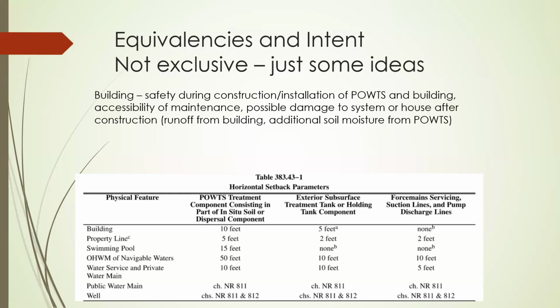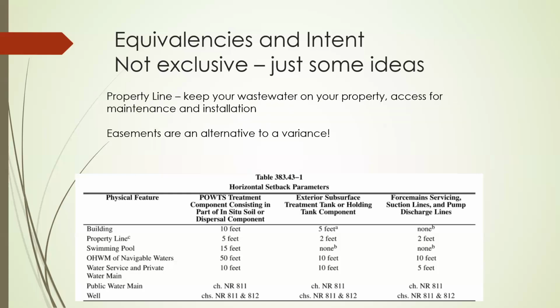these things. When it comes to a property line, part of the intent of the code is to keep the wastewater on your property. We don't want to have untreated wastewater getting onto the neighbor's property. And we want there to be continued access for maintenance and for installation. When it comes to the property line setback in the code, easements are an alternative to a variance.